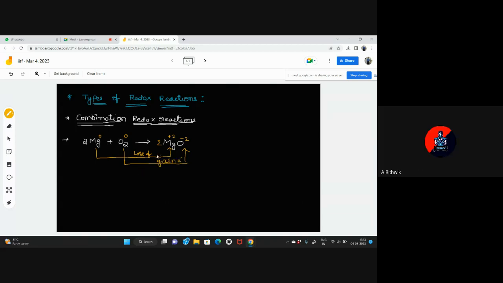So when there is a loss of electrons, there is a gain of electrons. That means oxidation and reduction both are happening, so it is a redox reaction, right? And it is a combination. That's why it is called a combination redox reaction.